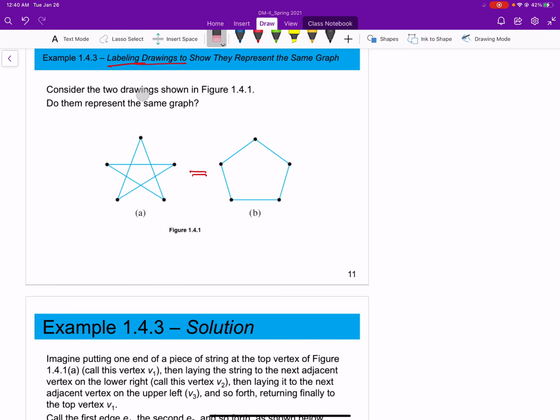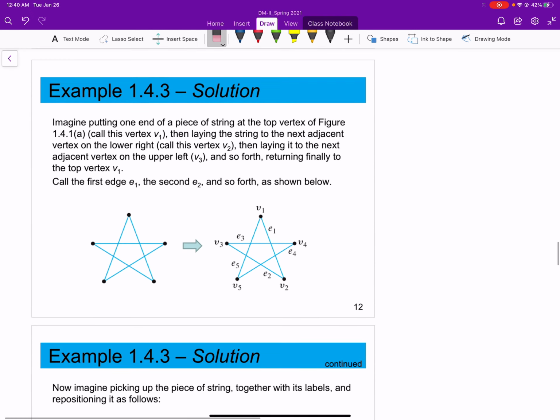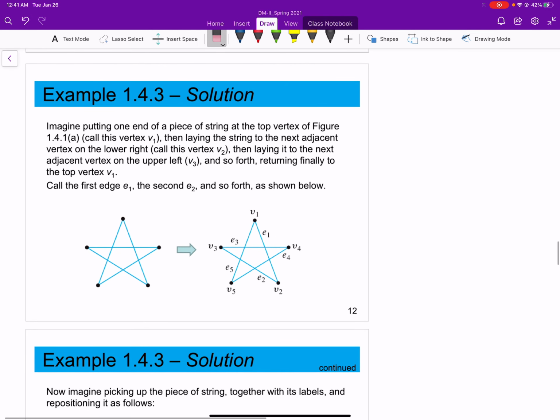Consider the two drawings shown in figure 1.4.1. Do they represent the same graph? I don't know what your answer is. Most of the students will say no. Okay, now let's learn this a little bit.